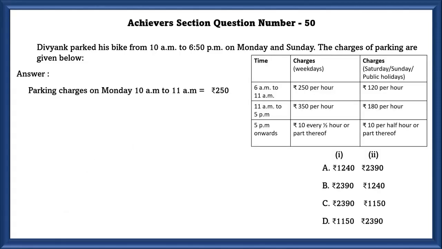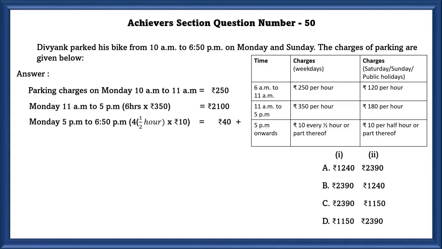Parking charges on Monday 10 a.m. to 11 a.m. is equal to 250 rupees. Monday 11 a.m. to 5 p.m. that is 6 hours into 350 rupees per hour, which is equal to 2100 rupees. Monday 5 p.m. to 6:50 p.m. that is 4 1 by 2 hours into 10 rupees, which is equal to 40. So total parking charges on Monday is equal to 2390.